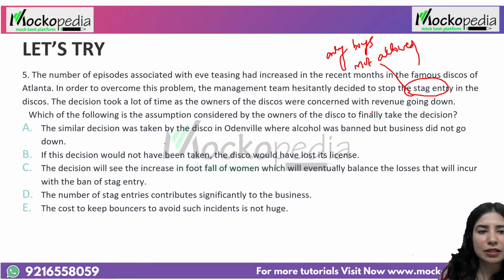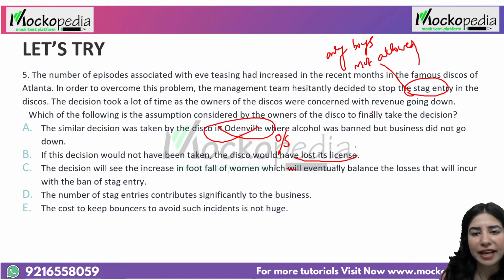The similar decision was taken by the disco in Audenville, where alcohol was banned but business did not go down. तो आप देखो, आप Audenville की तो बात ही नहीं कर रहे, right? तो ये out of scope answer हो गया. If this decision would not have been taken, the disco would have lost its license. तो ये भी license की कहीं बात नहीं हुई है. Again, this is out of scope.